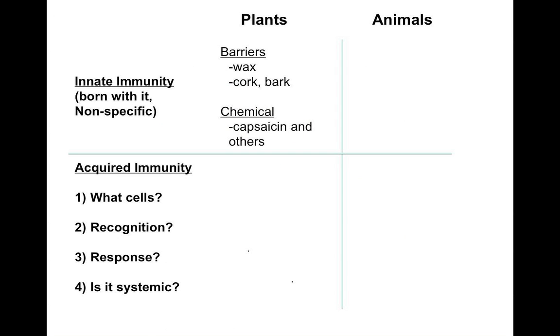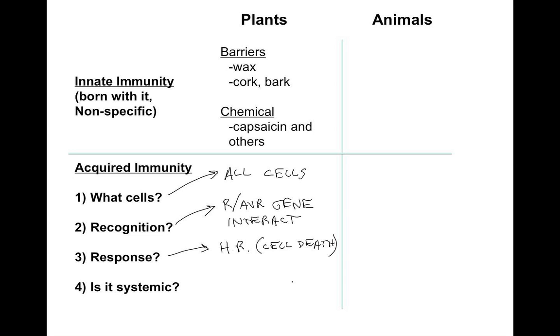So we started filling this out here, and we talked about innate immunity, things that the plant is born with, but the hypersensitive response is what we've been talking about, and that's an example of acquired immunity. It only happens once there's exposure to the pathogen. So we can ask 4 questions about it. First of all, what cells does it take place in? Well, in the plant, all cells can mount the hypersensitive response. So what is involved for recognizing the pathogen? Well, it's that interaction between the R genes in the plant and the AVR genes in the bacteria. The response is the hypersensitive response and ultimately cell death. And the final question, is it systemic? Does it affect the entire plant? And the answer is yes, with that systemic acquired resistance.